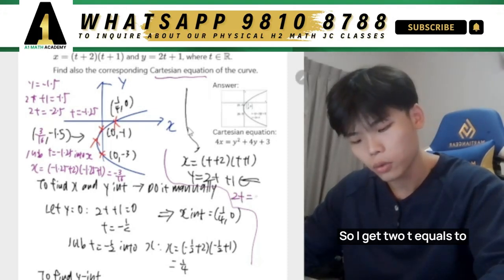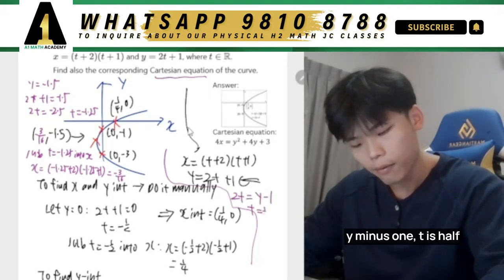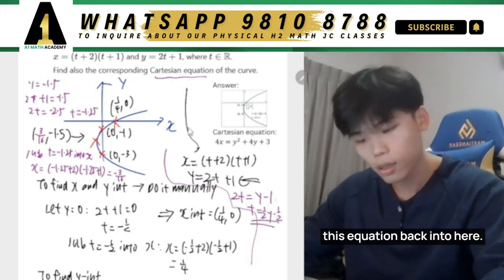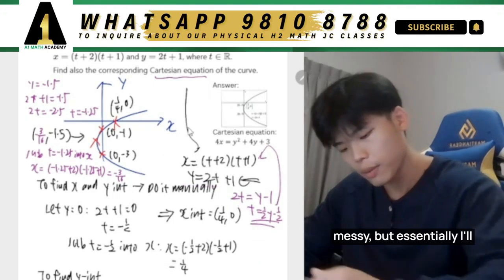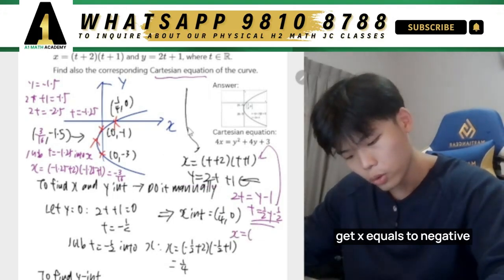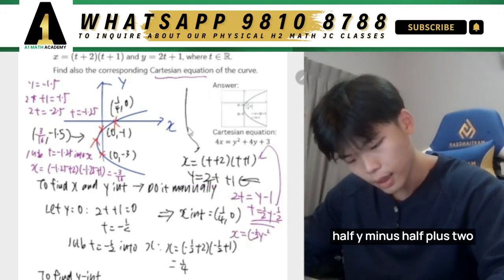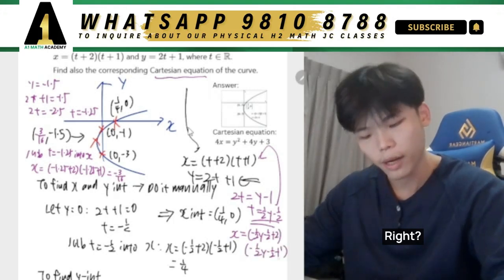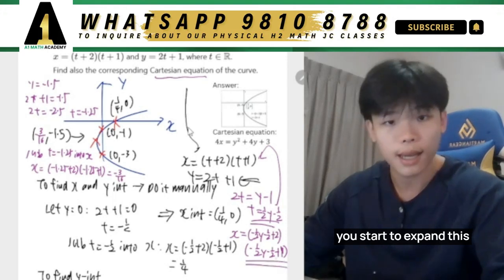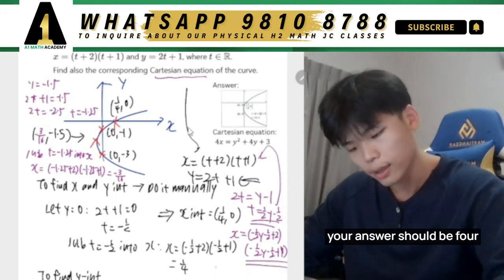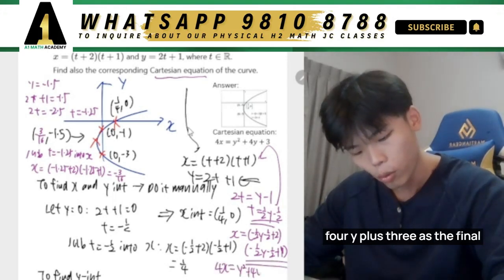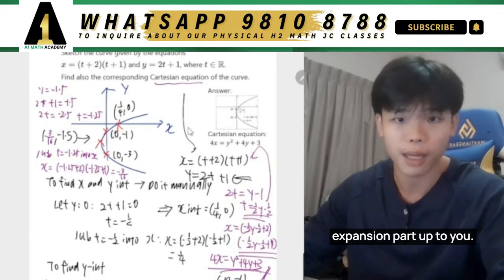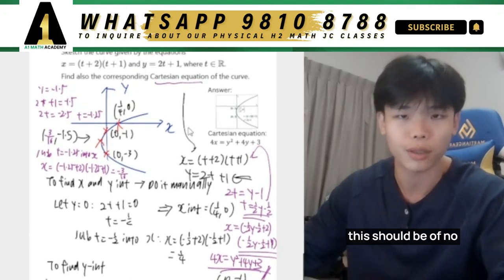So I get 2t equals y minus 1. t is half y minus half, right? And then from here, I can sub this equation back into here. Apologies, it's a little bit messy, but essentially I'll get x equals negative half y minus half plus 2, times negative half y minus half plus 1. And then when you expand this and simplify the whole equation, eventually your answer should be 4x equals y squared plus 4y plus 3 as the final answer to this question. So I'll leave the expansion part up to you. As a JC H2M student, this should be of no problem to you.